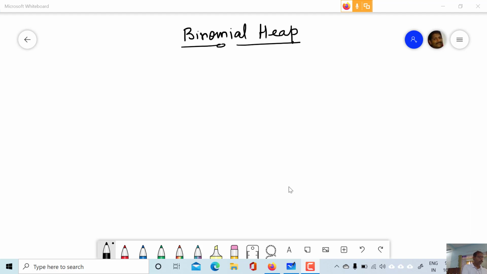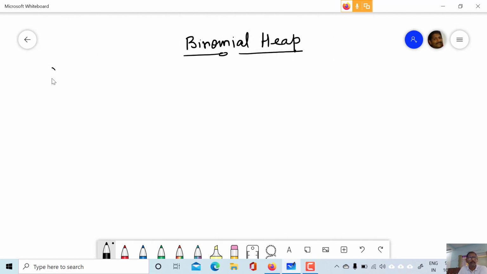Today I am going to start another topic, that is binomial heap. I already discussed the heap sort algorithm. In the heap sort algorithm, we have studied that it contains three procedures. The first procedure was build heap, the second procedure was heapify, and the third procedure was heap sort.